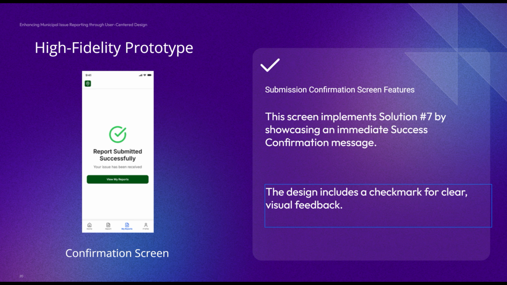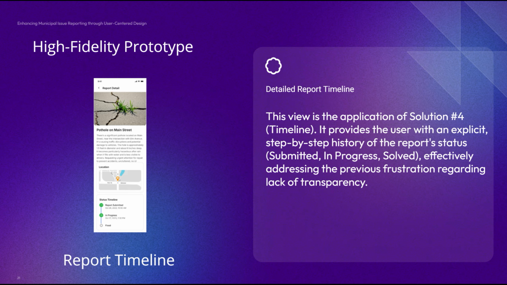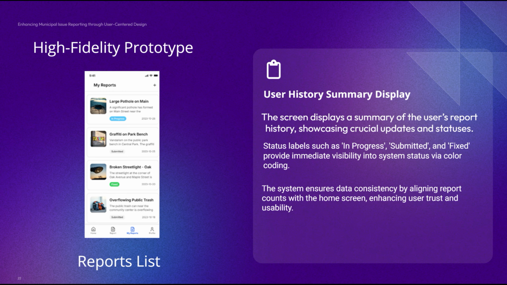Slide 8. Hi-Fi Demo Part 2. Citizen Tracking and Supervisor Tools. Navigate to My Reports screen. To solve the core transparency frustration, Sara goes to My Reports. Here, reports use color-coded status labels to give immediate context. Click on a report to show the detailed timeline. Tapping on the report reveals the solution, the status timeline. This is explicit, step-by-step progress, finally providing the required transparency.